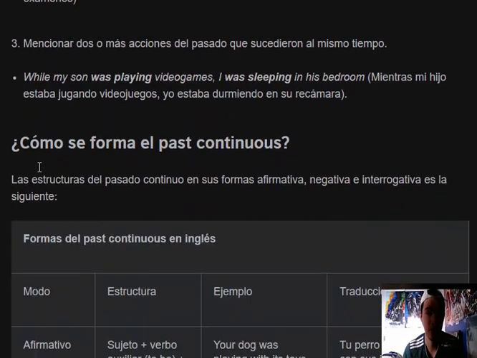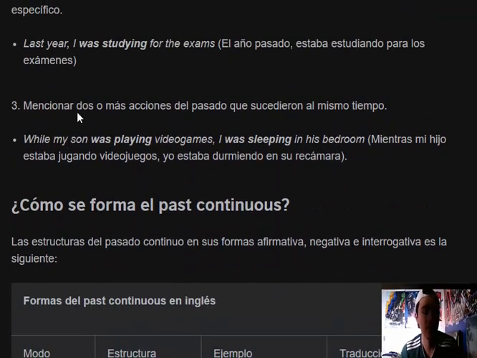And last one, we use it to mention two or more actions from the past that happened at the same time. So we have, while my son was playing video games, I was sleeping in his bedroom. So here we have two actions.